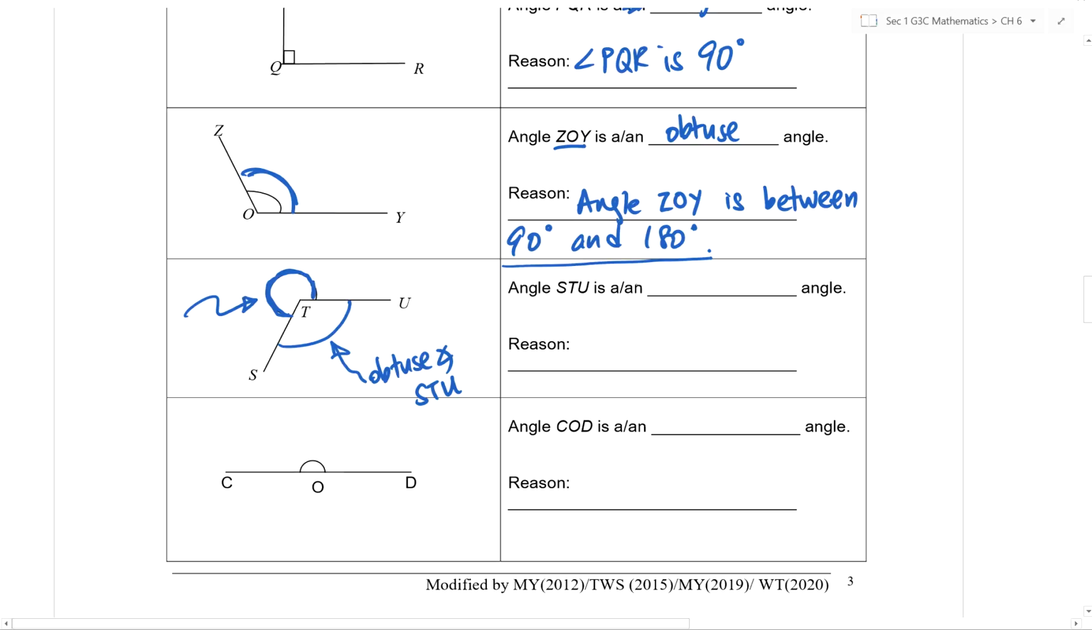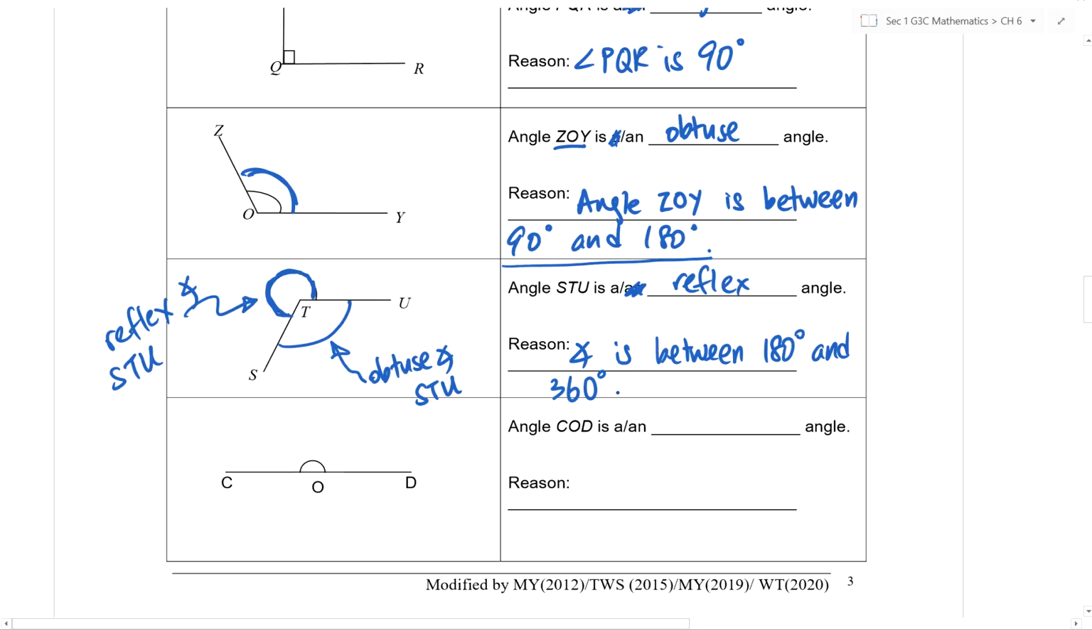In this particular question, they are interested in this outside angle, which is bigger than an obtuse angle. It is known as a reflex angle. This is known as reflex angle STU. The reason is that the angle is between 180 degrees and 360 degrees.